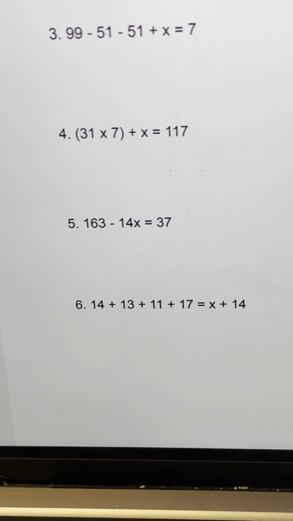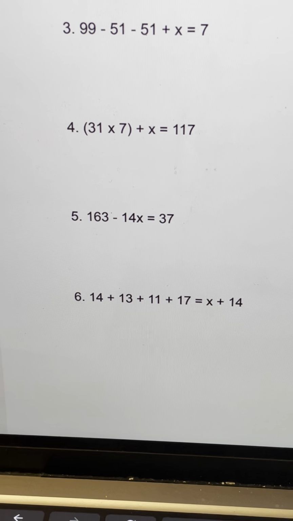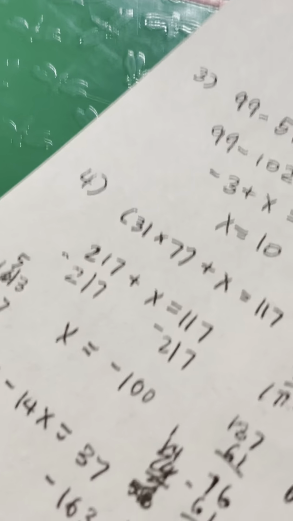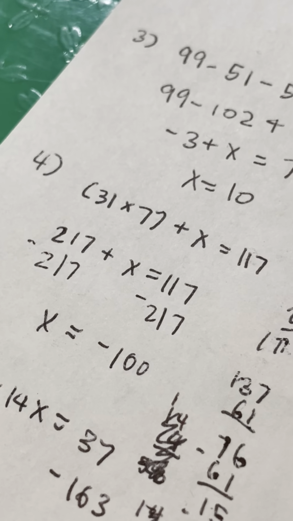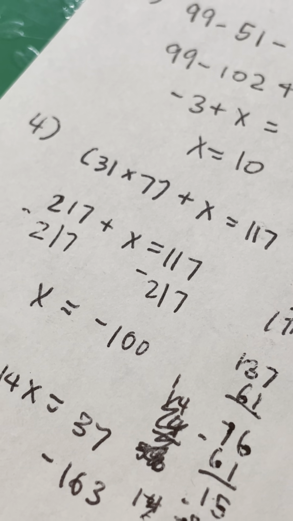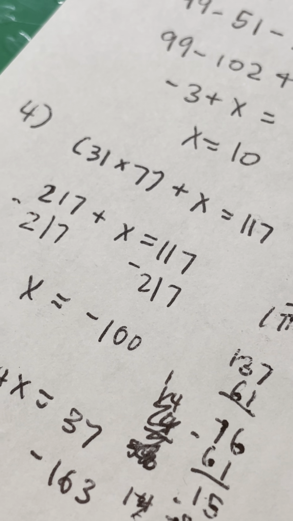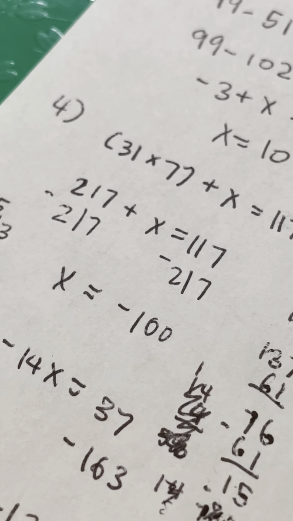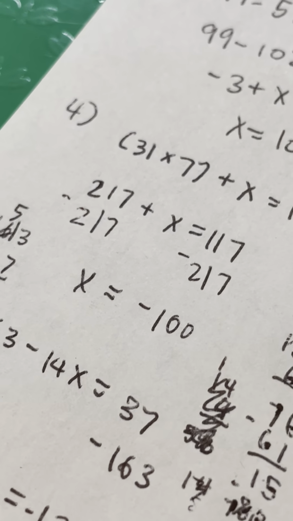Number 4, 31 times 7 plus x equals 117. For this one, you would have to multiply these first, which gets you 217, and then plus x, and then it would have to equal 117. And if you subtract it from both sides, you get x equals negative 100.